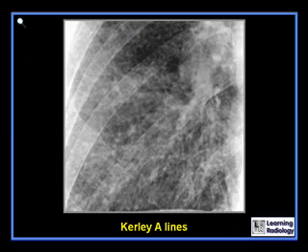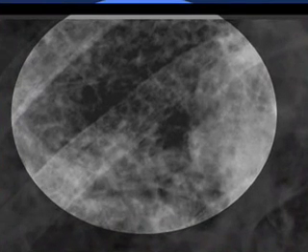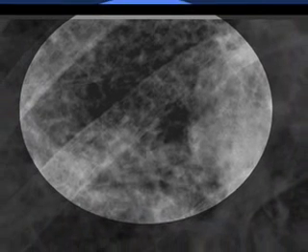An overlapping network of curly A lines will produce a picture very similar to this in patients with pulmonary interstitial edema. You can see that there is a fine reticular lacy pattern of increased interstitial markings.